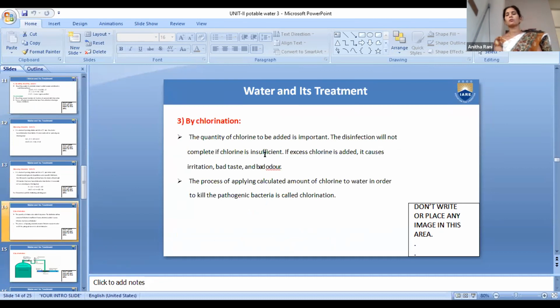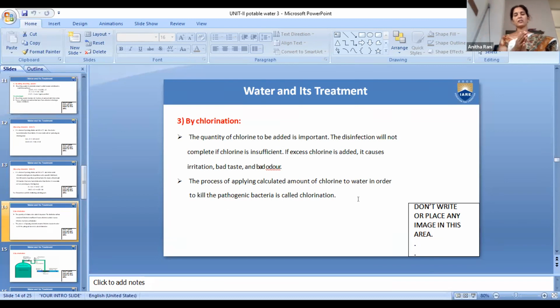So next, the last one is chlorination. What does chlorination mean? The process of applying a calculated amount of chlorine to water in order to kill the pathogenic bacteria is called chlorination. It means we have to know exactly how much chlorine to add to water to kill the bacteria present in it. Because if we add a smaller quantity of chlorine, we may not kill all the bacteria present in water. If we add an excess amount of chlorine, what happens then?